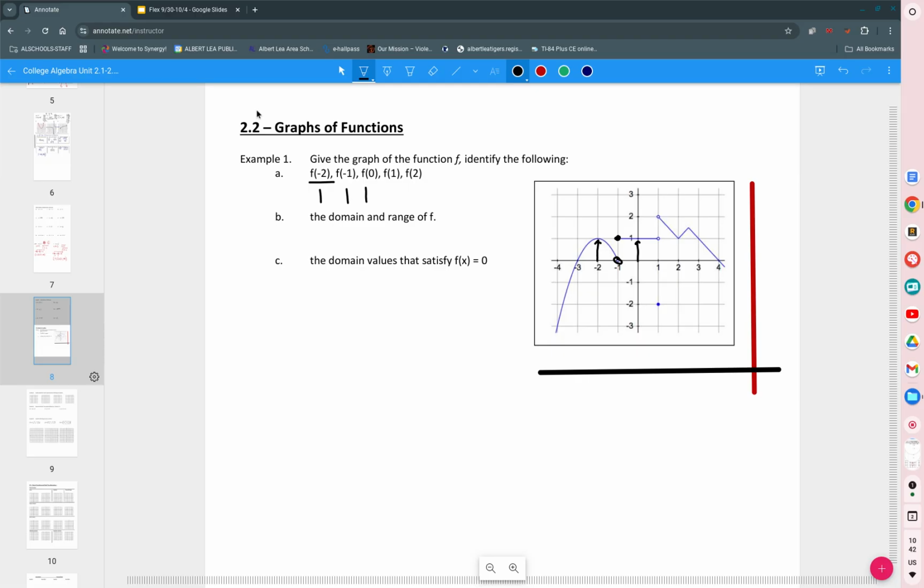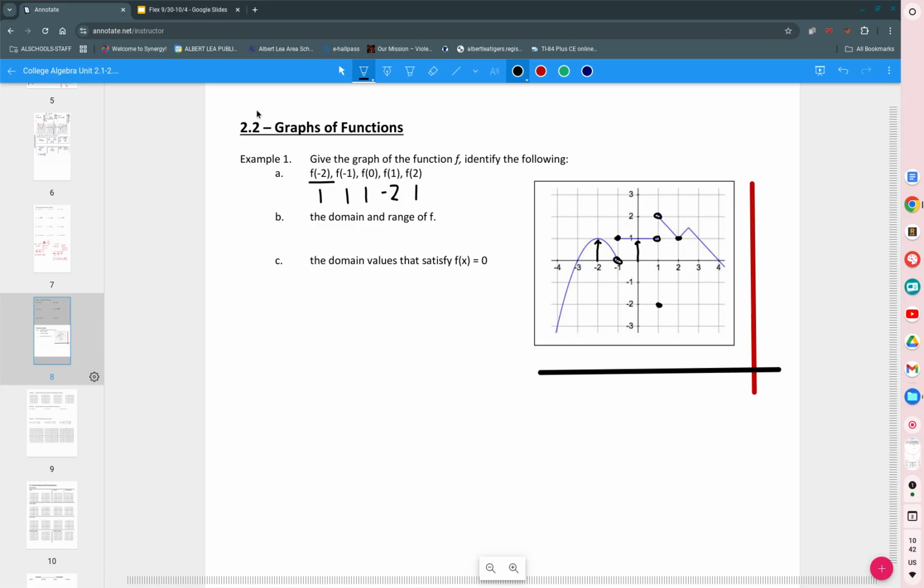And then I go over to f of 1. I notice I have an open circle here. I have an open circle there. I have a closed circle down here. Which one do you think I grab? -2. The closed one has a height of -2. And then finally, f of 2, again, has a height of 1. So you should be able to look at a graph and generate outputs by looking at the height of the function.